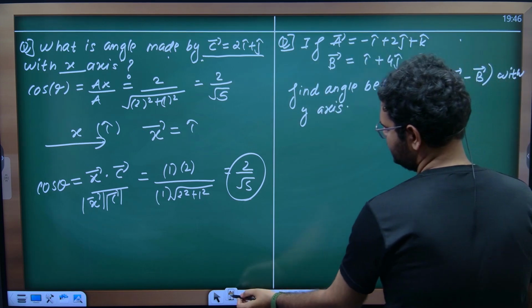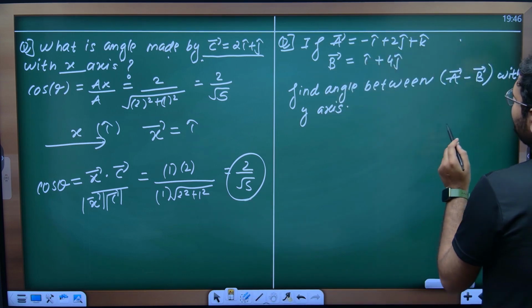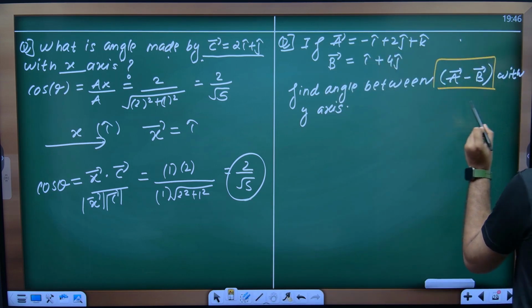Sir, here they have done a dangerous thing. What dangerous thing have they done? They are asking me the angle between A vector minus B vector with the y-axis.